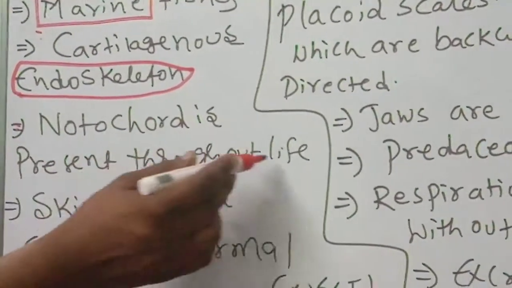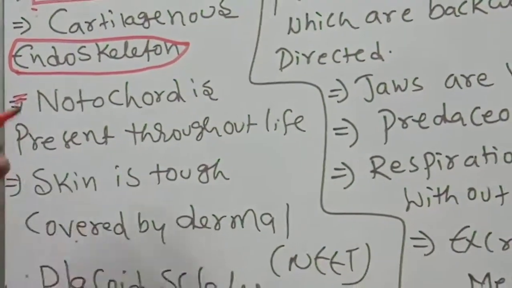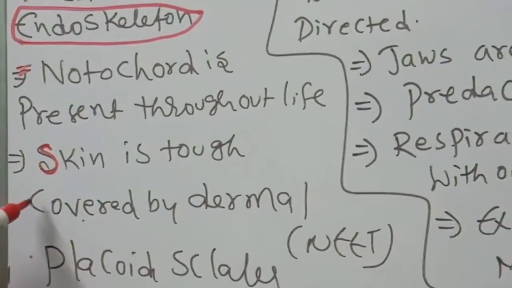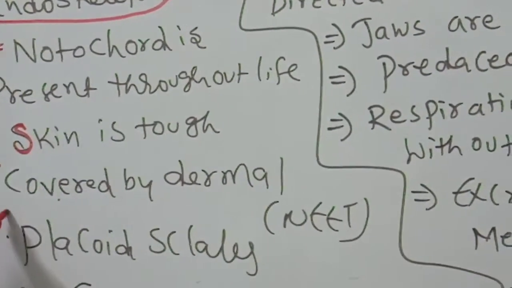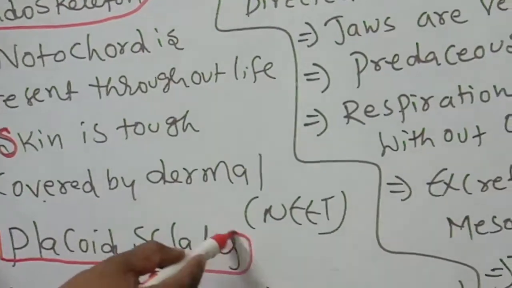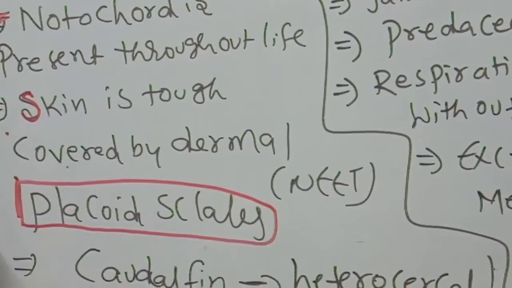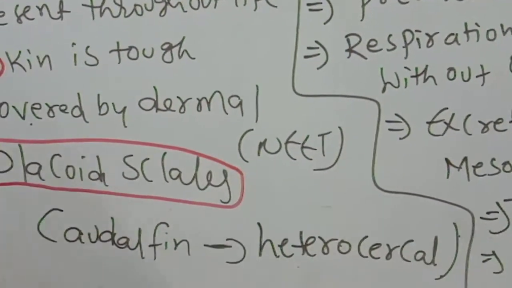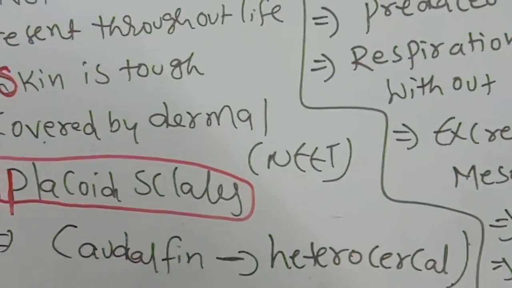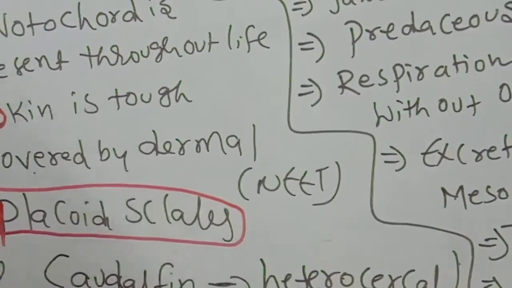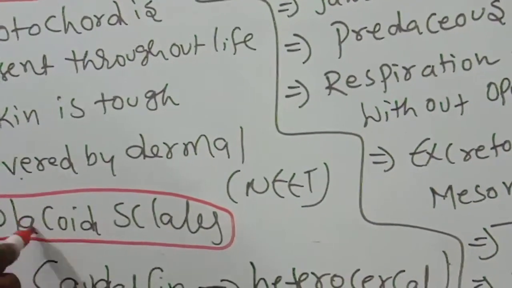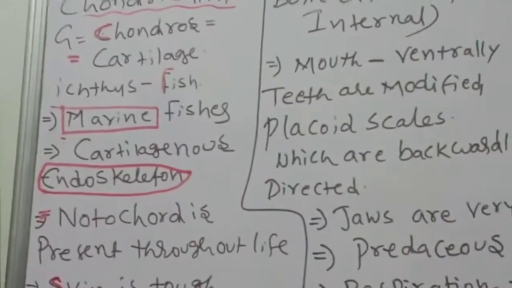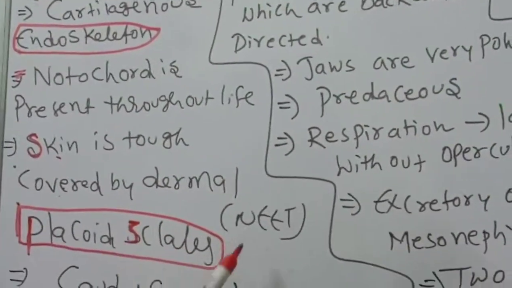Notochord is present throughout life, so it is present lifelong. The skin of cartilaginous fish is tough and covered by dermal placoid scales. This is a very important bit. Don't confuse the placoid scales with cycloid or ctenoid scales. Osteichthyes and the classes after them have cycloid scales, but here I am telling placoid scales. You have to remember this point; placoid scales are a neat bit.